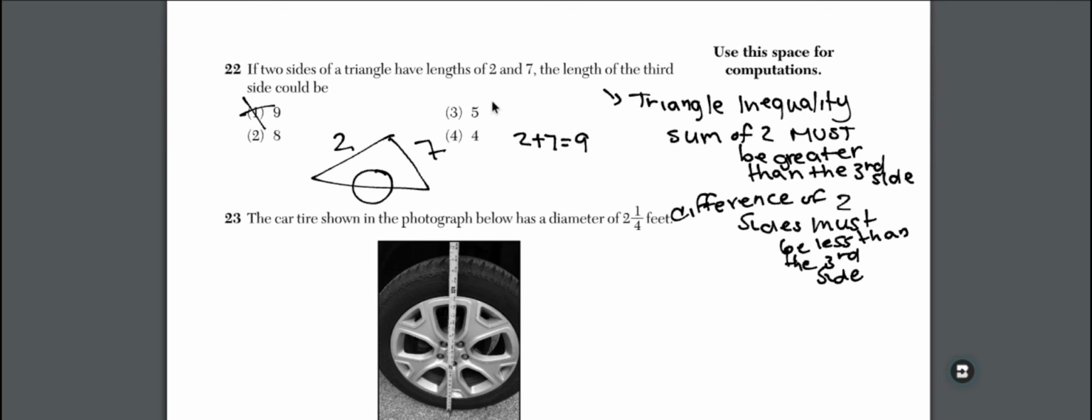That means I have 7 minus 2, which equals 5. So the difference of the two sides must be less than the third side. So the difference is 5, and 5 has to be less than the third side. So it can't be 5, and it can't be 4. So my answer is left to be 8, because 8 is less than 9, but it's greater than 5. When I add the two sides of 2 and 7, the sum is greater than 8, but when I subtract them and get the difference, it's 5, and 8 is greater than 5.